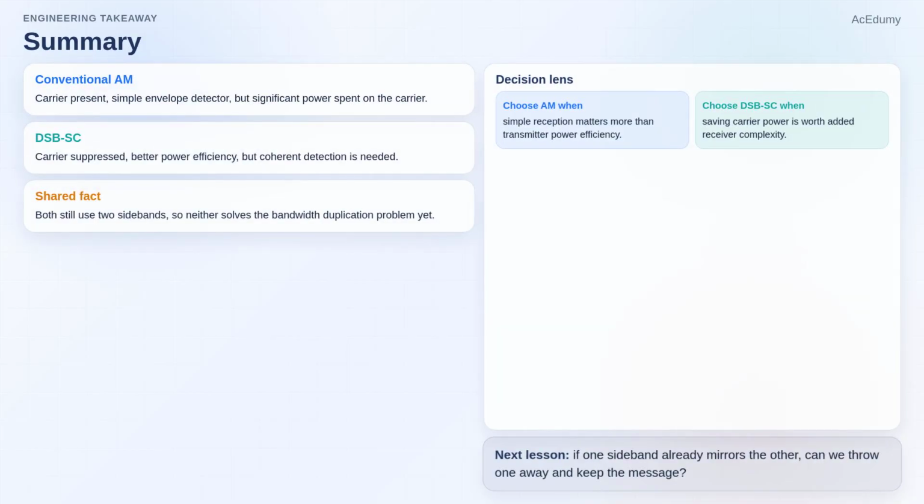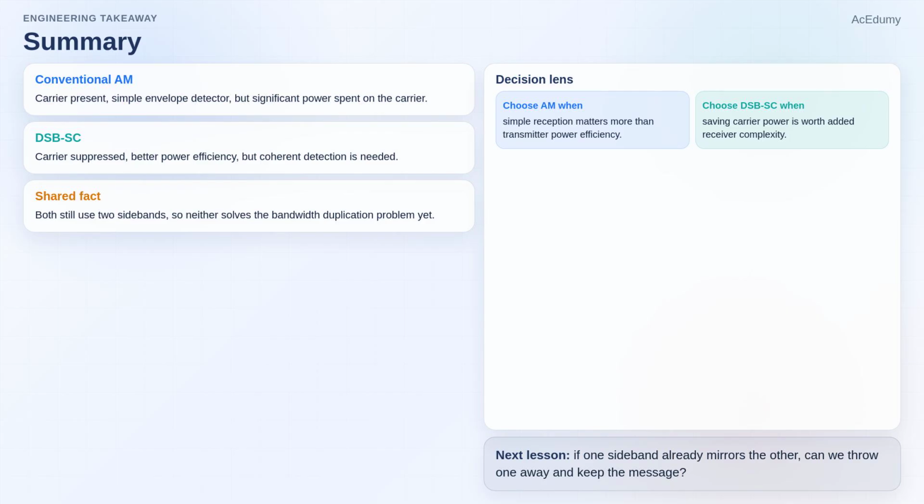Let us summarize the engineering picture. Both conventional AM and DSB-SC place information into two sidebands around a carrier frequency. Conventional AM keeps the carrier, which makes envelope detection simple, but wastes transmitter power. DSB-SC suppresses that carrier, which improves power efficiency, but requires coherent detection at the receiver. Neither method removes the duplicated sideband structure, so the bandwidth cost is still there.